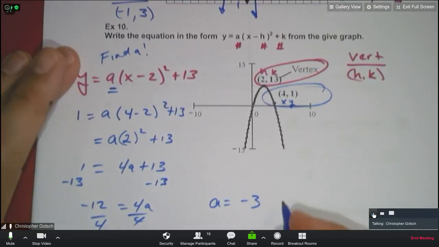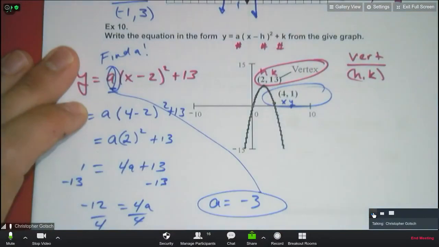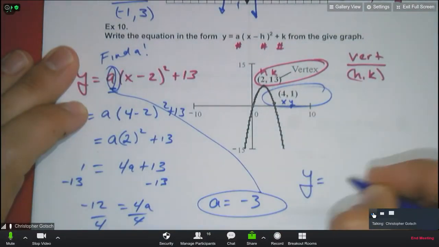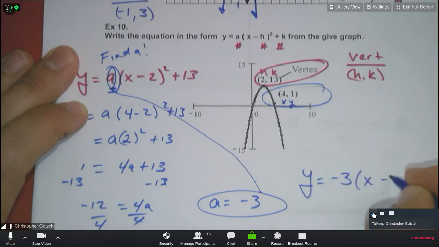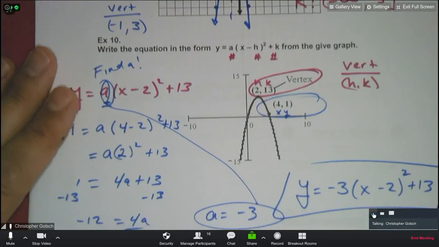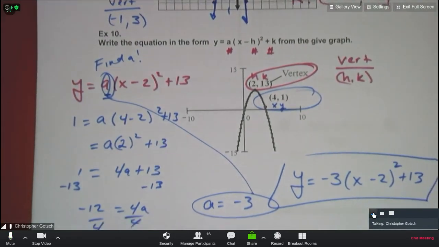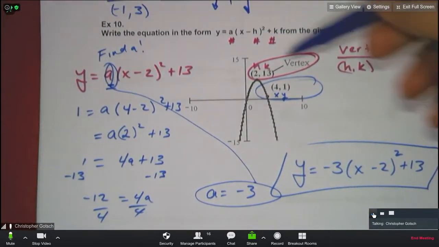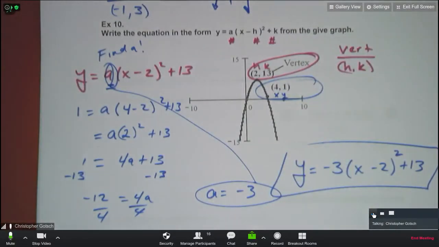Okay, final answer. Plug that back in. So I've got y equals, a is negative 3, x is x, h is 2, so x minus 2, and then squared plus 13. Final answer, boom, done. Okay? So again, the big idea is they really give you 4 out of the 5 things. Plug those all in to find the missing a value.